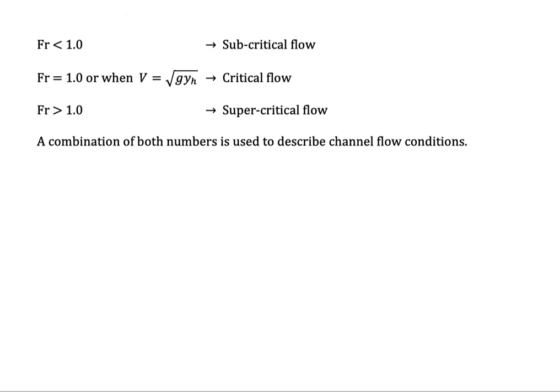And then what do we know from the Froude number? From the Reynolds number, we know whether it is turbulent or laminar. But from the Froude number, we can know about subcritical, critical, or supercritical. If the Froude number is less than 1, we call it subcritical flow, meaning that it is lower than the critical. If the Froude number is equal to 1, or when V is equal to square root of g Y_H, we call it a critical flow. And if the Froude number is larger than 1.0, we call it supercritical flow.